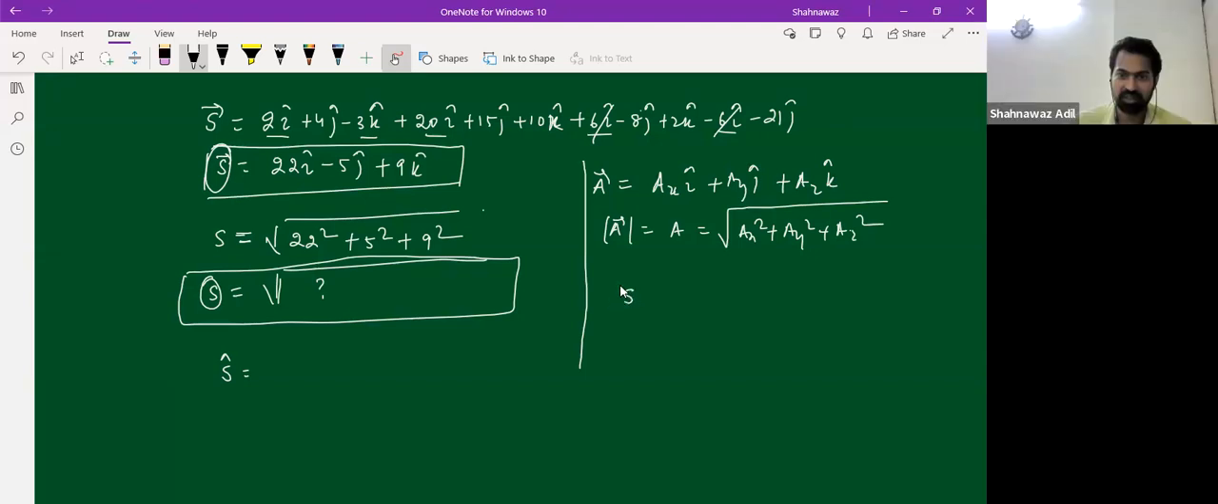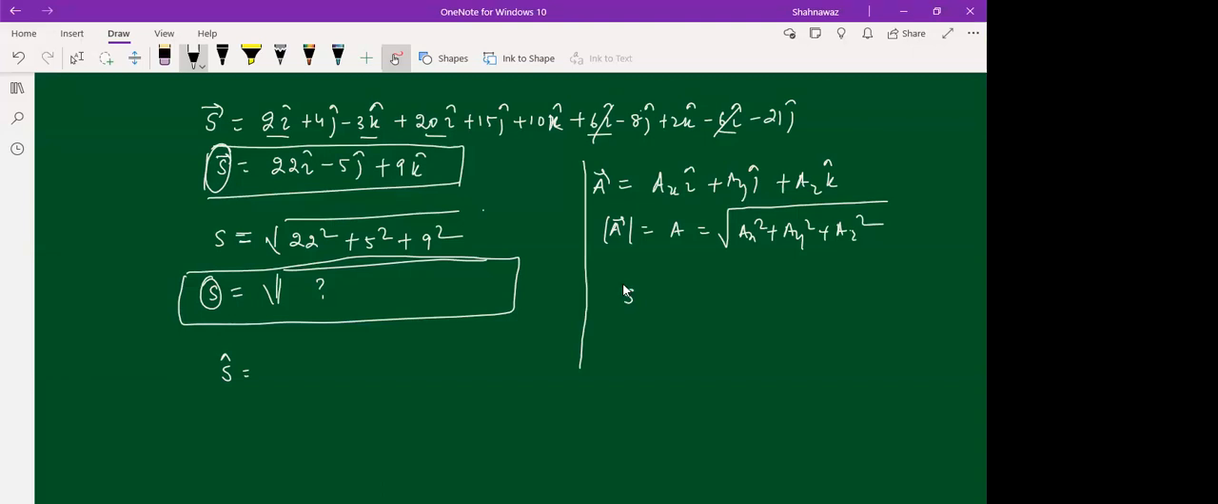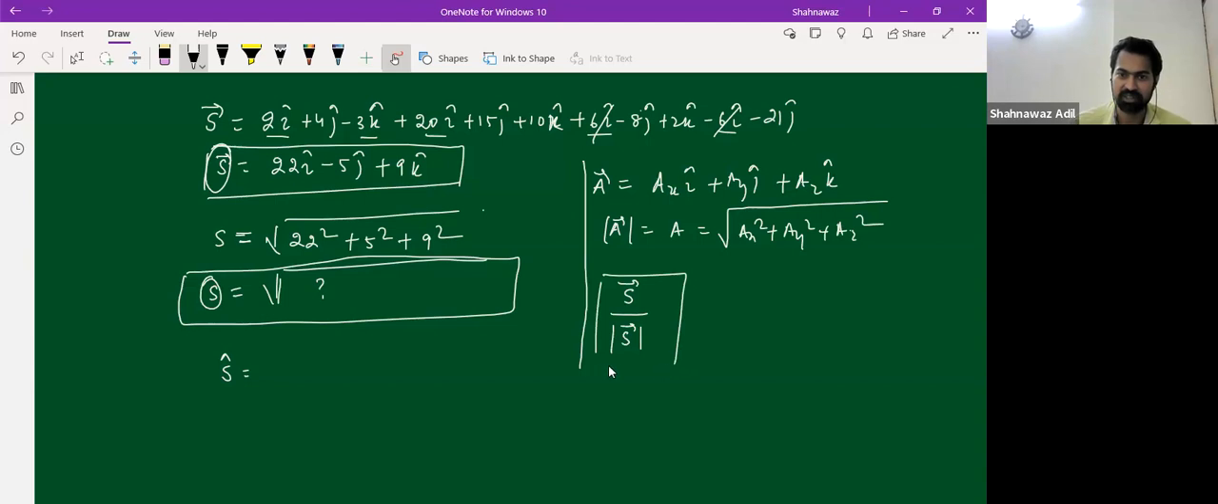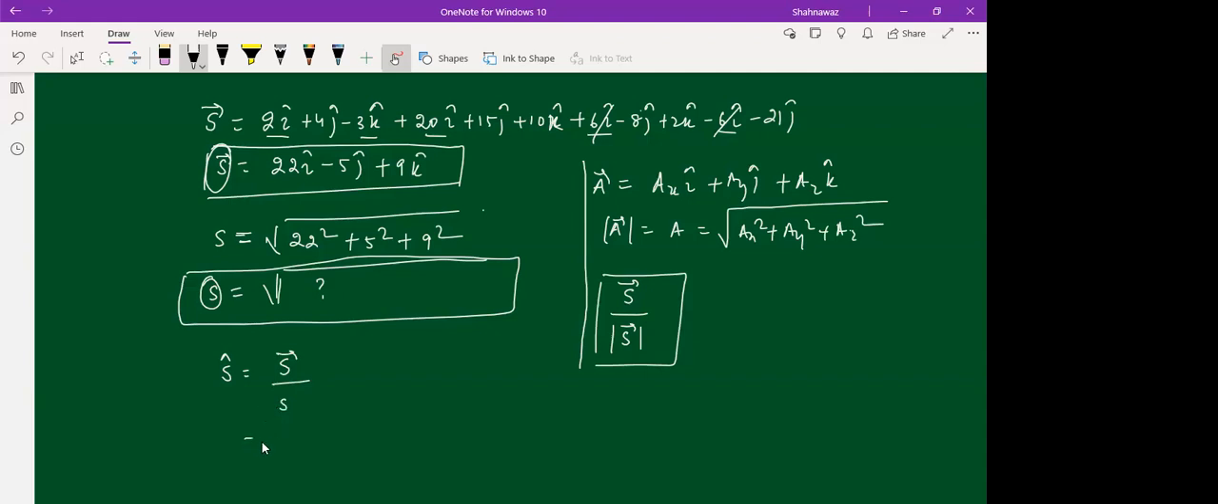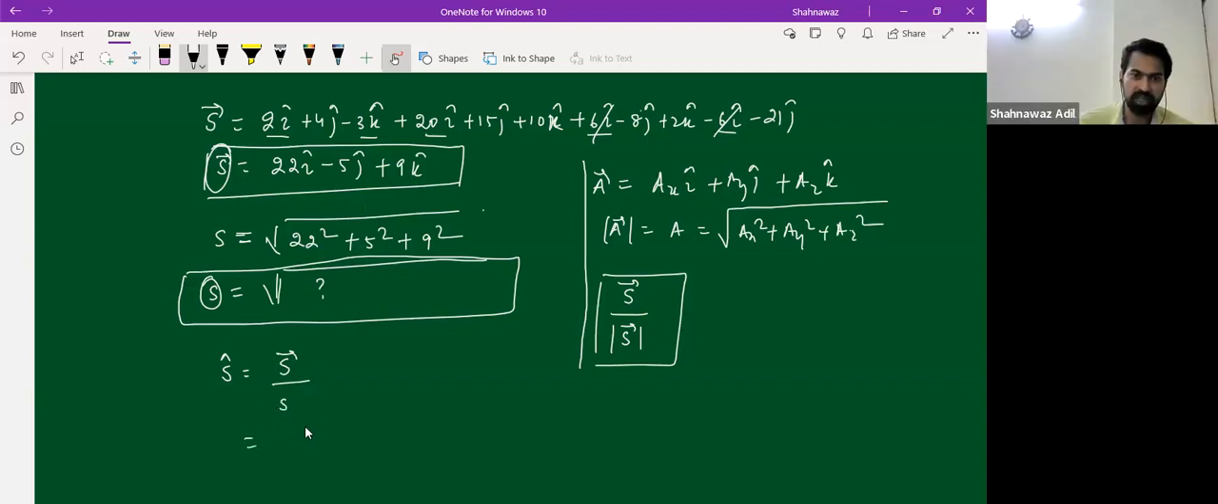Vector, right? This vector divided by the magnitude. Yeah, so this is how you calculate the direction, right, Afaf and Rishita? Yes, sir. Now we know that the S vector is 22i minus 5j plus 9k, and whatever this variable is. So this is the direction.